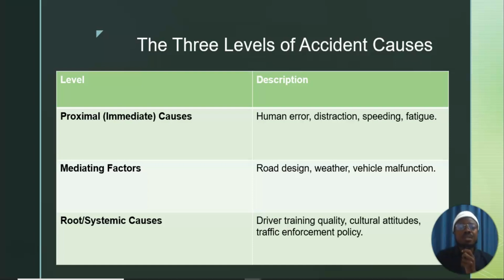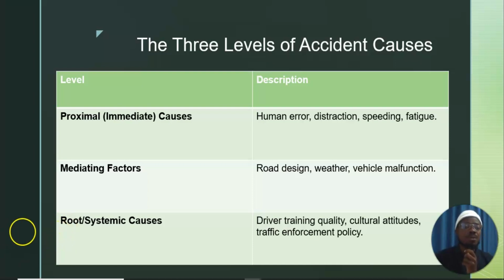For example, a mediating factor could be a driver's perception of risk, which might explain the relationship between the driver's experience and the likelihood of engaging in risky driving behavior. Another mediating factor can be the road design, the weather, or vehicle malfunction. They can also be the mediating factors at this second level of the cause of accident. So when the road design is not properly done, it can be a factor that leads to an accident on the road, or when there is poor weather, or when the vehicle is not well maintained or is malfunctioning, that can also lead to accidents.